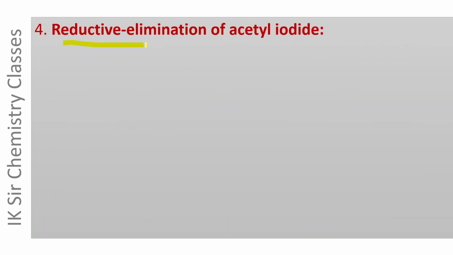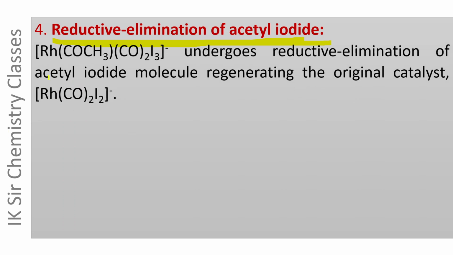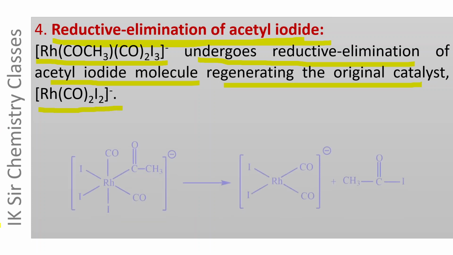Reductive elimination of acetyl iodide. The electronically and coordinatively saturated intermediate produced in step number 3 undergoes reductive elimination of acetyl iodide molecule, regenerating the original catalyst, that is [Rh(CO)2I2]-.